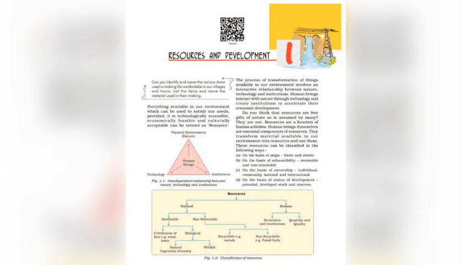Everything available in our environment which can be used to satisfy our needs, provided it is technologically accessible, economically feasible, and culturally acceptable, can be termed as resources. The process of transformation of things available in our environment involves an interactive relationship between nature, technology, and institutions. Human beings interact with nature through technology and create institutions to accelerate their economic development.